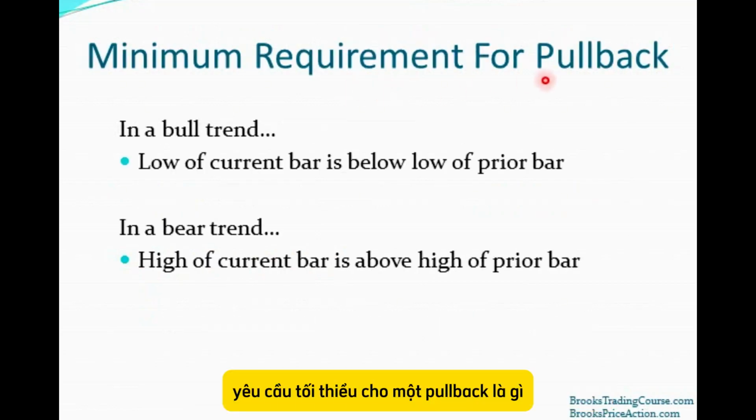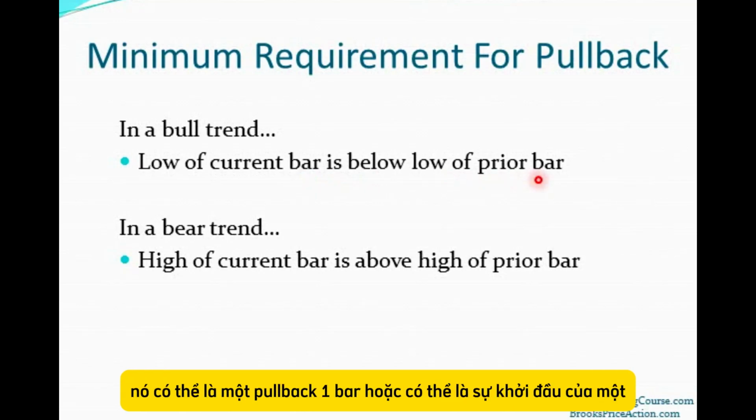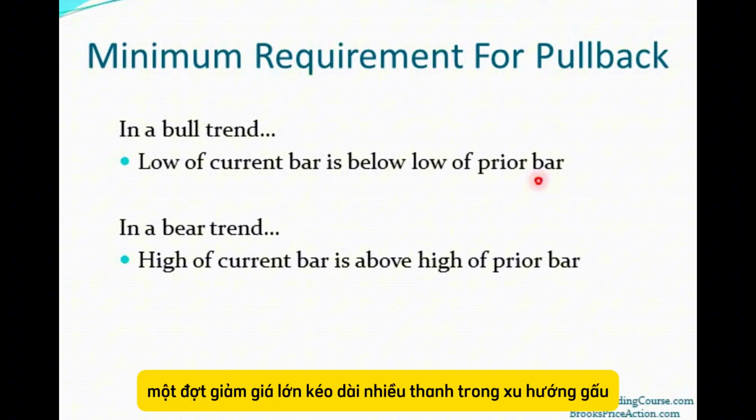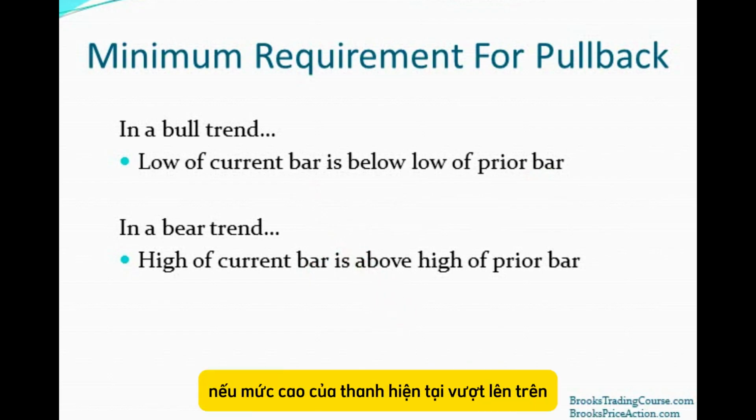What's the minimum requirement for a pullback? In a bull trend, if the low of the current bar is below the low of the prior bar, the current bar is a pullback. It may be a one-bar pullback, or it may be the start of a big pullback lasting many bars. In a bear trend, when the market's going down, if the high of the current bar goes above the high of the prior bar, the market has a pullback.